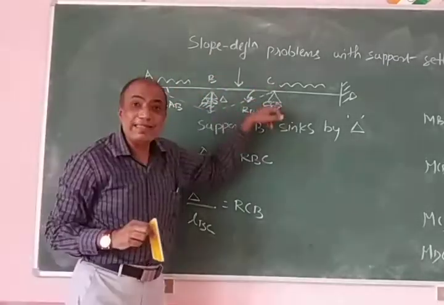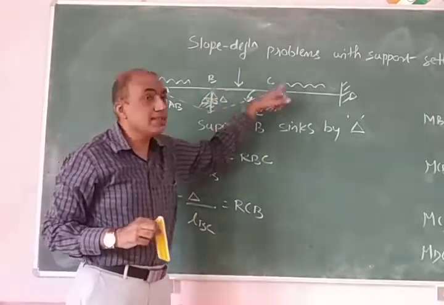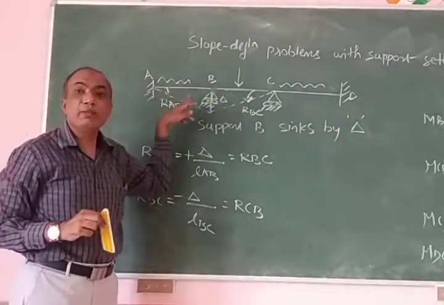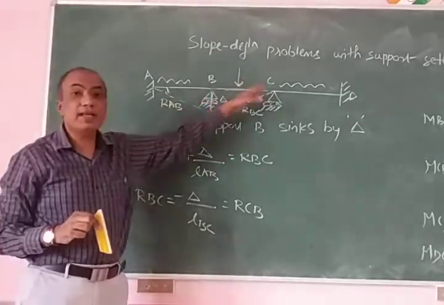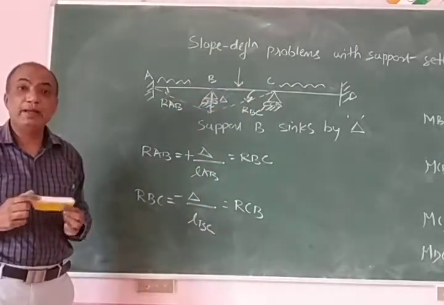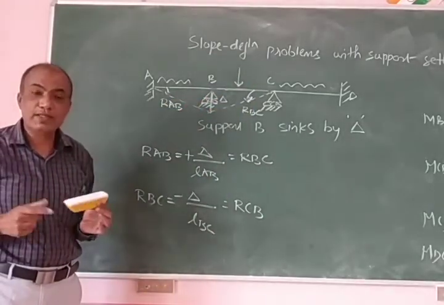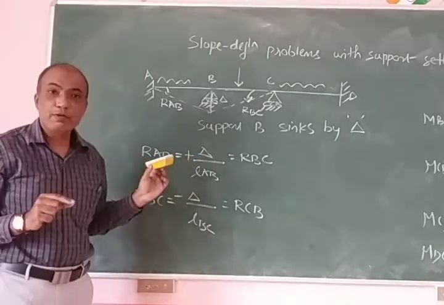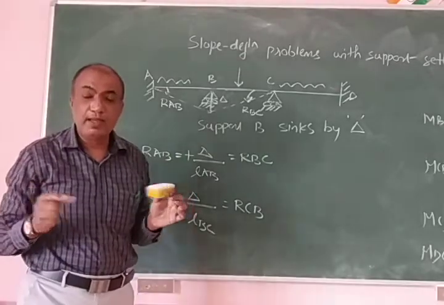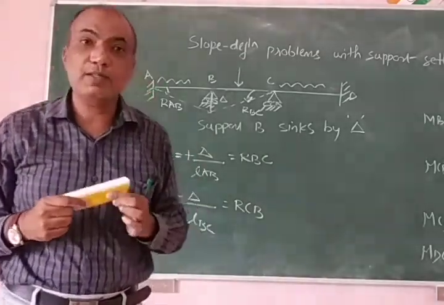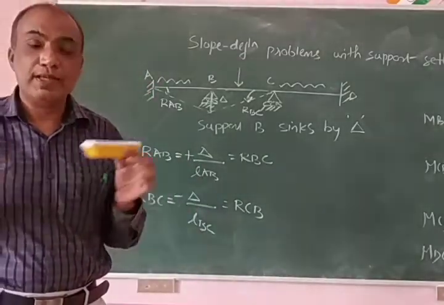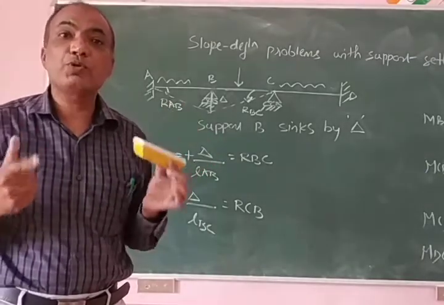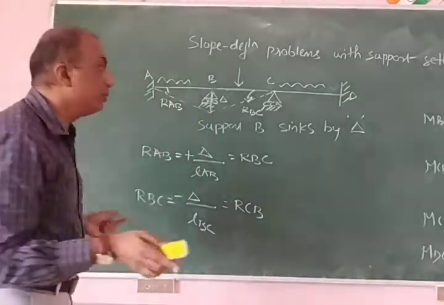If for instance C settles, then BC and CD are affected, AB is not affected. So there R of AB will be 0, whereas R of BC and R of CD will be existing. And the positive R of CD is clockwise, negative R of CD is anti-clockwise. So these are the equations. We will do one problem and then we will realize how simple it is. That means when the beams are subjected to support settlement, how to solve the problem. Let us take one example and do that.